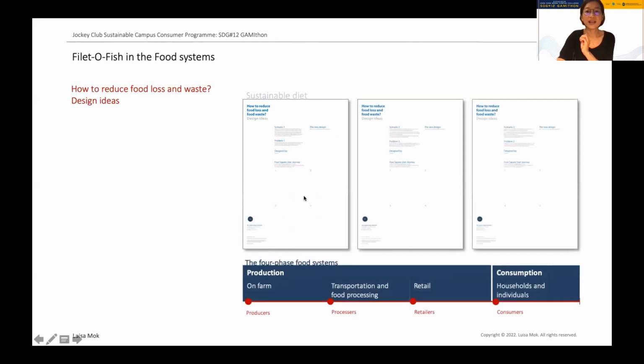All right, and again, you are given the templates to work on. Some will be given the scenario 1 template, some the second and third. Each one will target, for example, the first one is about sustainable diet. The second one is imperfect appearance. The third one is overstocking.